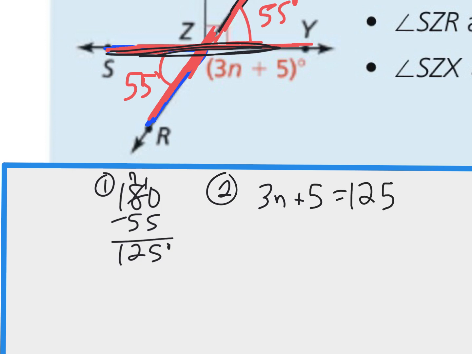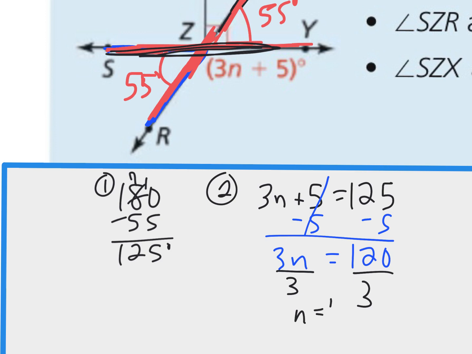So from that point, we could say 3n plus 5 is equal to 125. And then we could subtract 5. So 3n equals 120. And then divide by 3. And figure out that n equals 40. We could substitute that back in. 3 times 40 is 120. Plus 5 is 125. Plus 55 is 180.